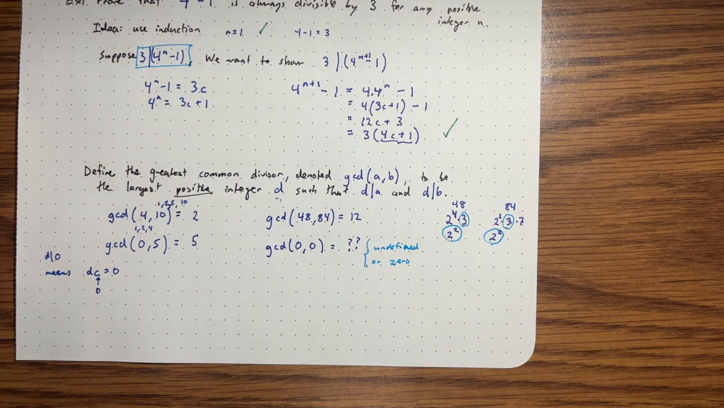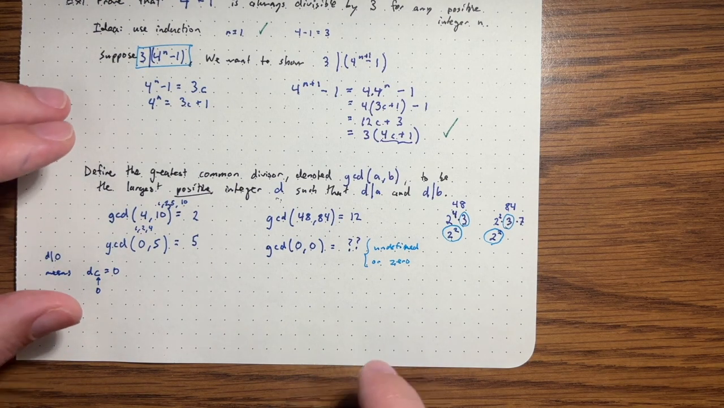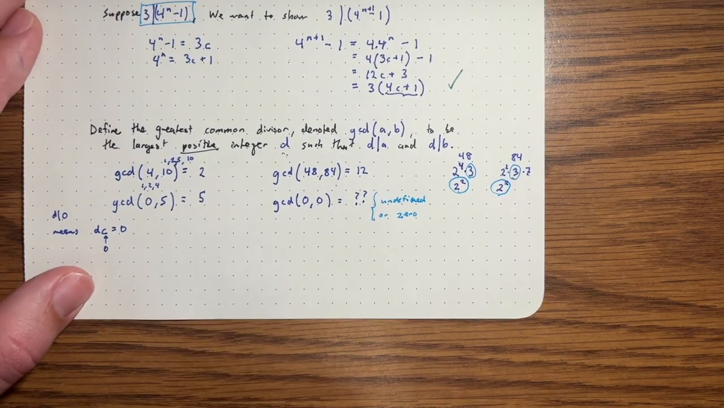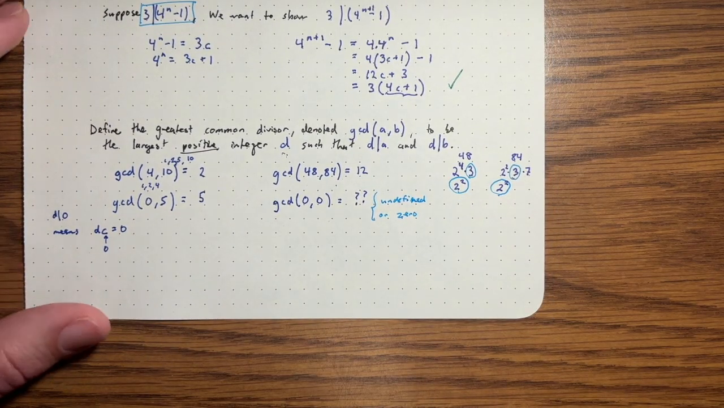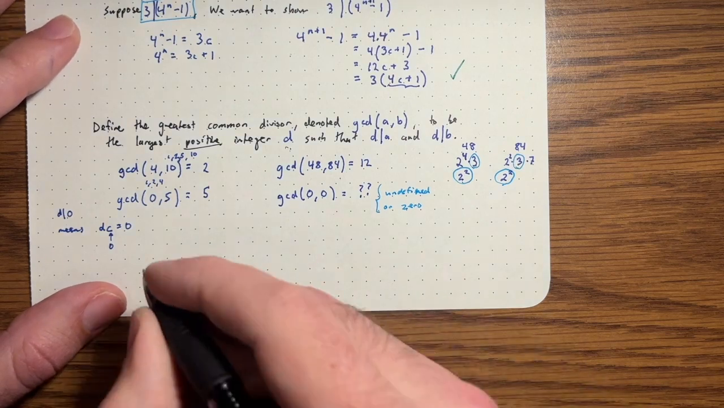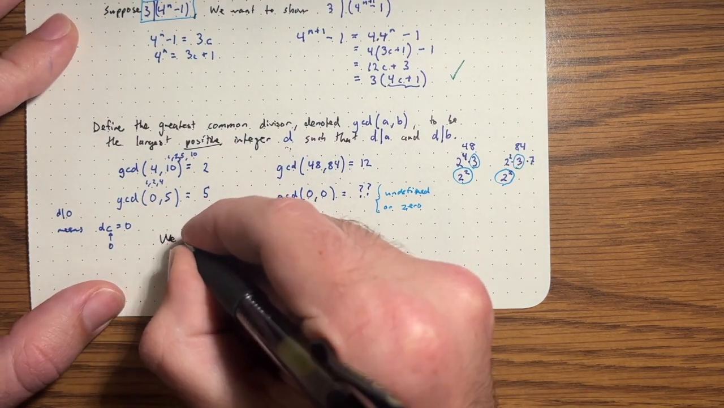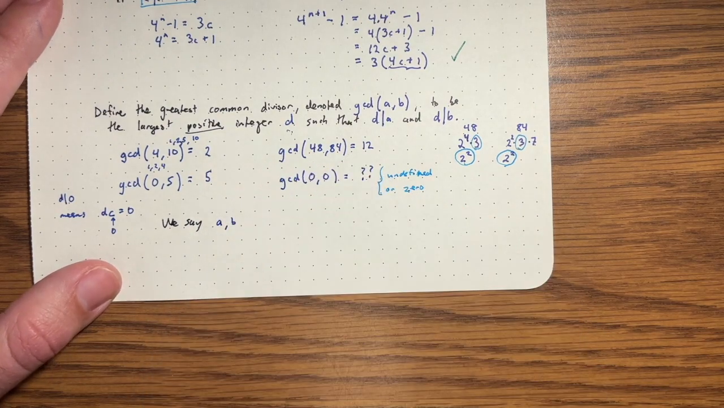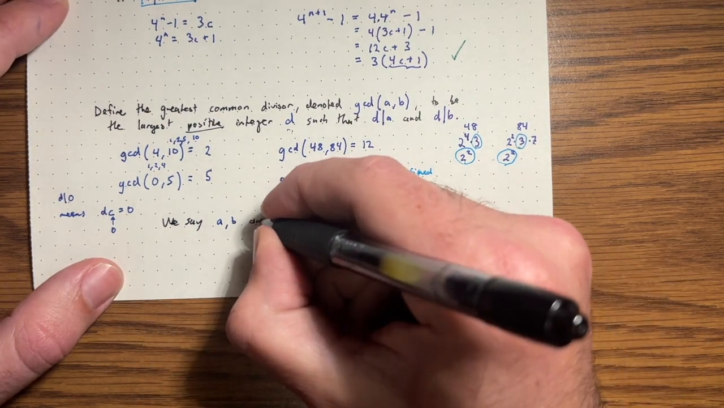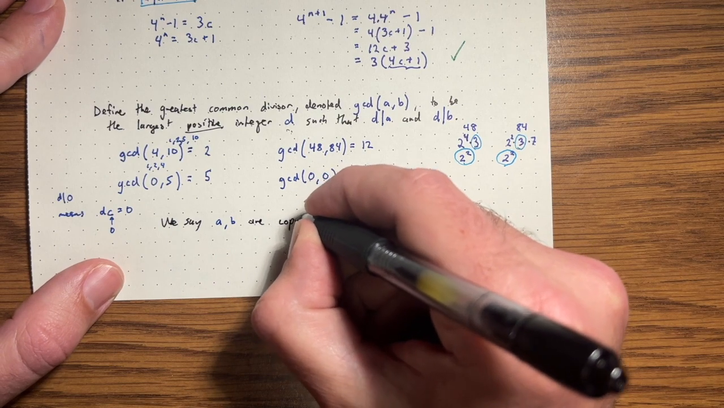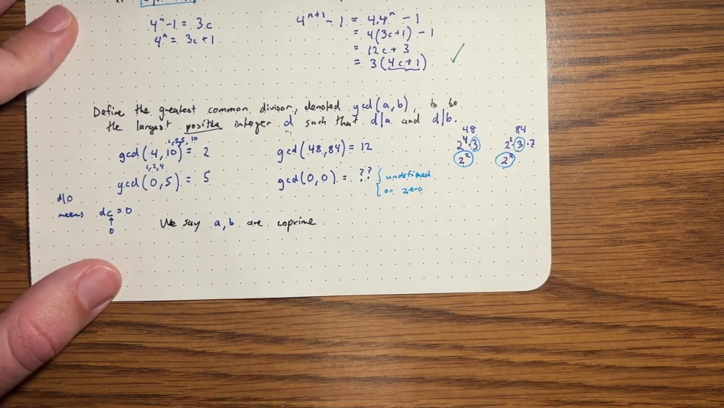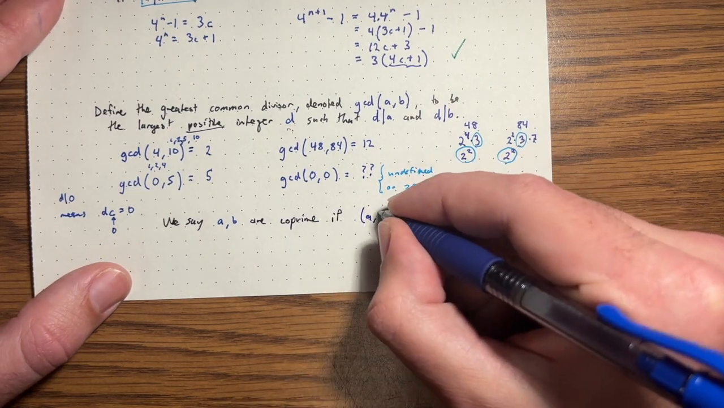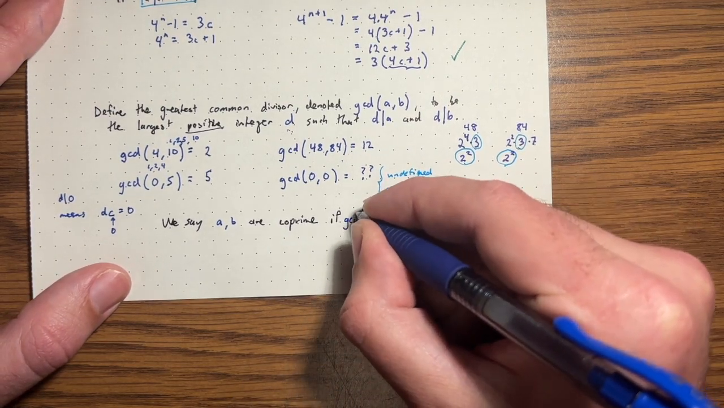I'll put the question marks there just to indicate not everyone agrees about that. Okay, what's next? A very important concept. We say A and B integers are coprime. Not prime, but coprime. Prime together if their GCD equals 1. Actually, so GCD(A, B) equals 1.